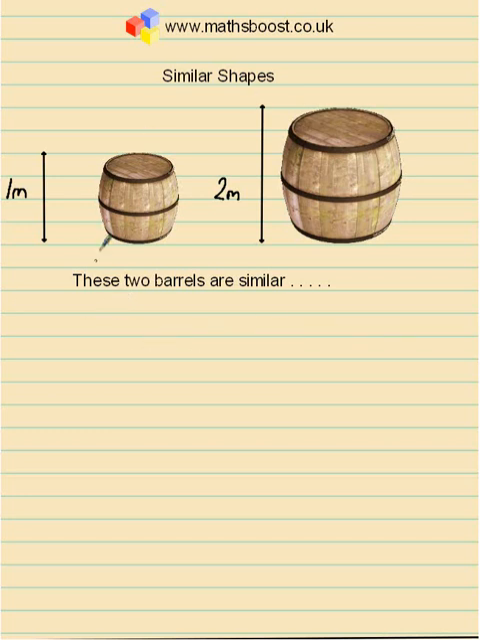So you turn the page, you come across a question, and it starts off, these two barrels are similar. And the minute you see that word similar, then it's a magic word as far as the GCSE maths is concerned. Similar means that the two shapes are the same shape, but they're different sizes.